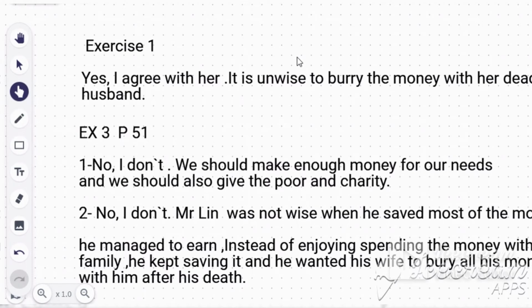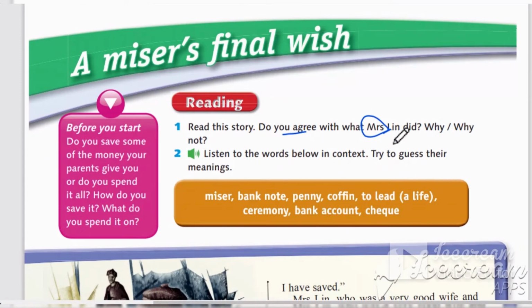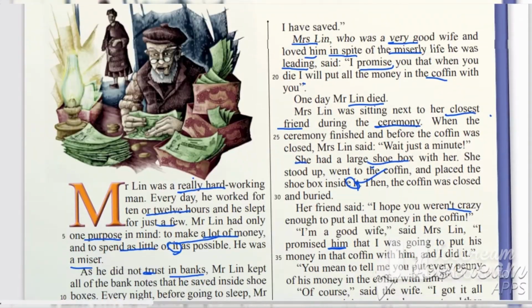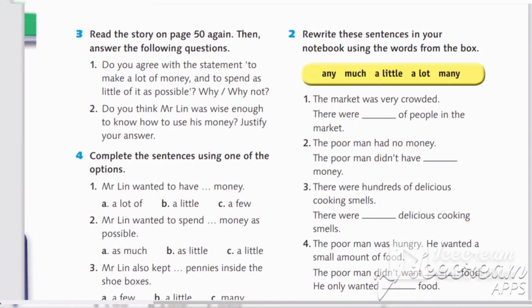Okay. Now we will go to the comprehension questions, exercise number 3. Read the story on page 50, then answer the questions. Do you agree with the statement: to make a lot of money and spend as little as possible? Do you agree with this theory?